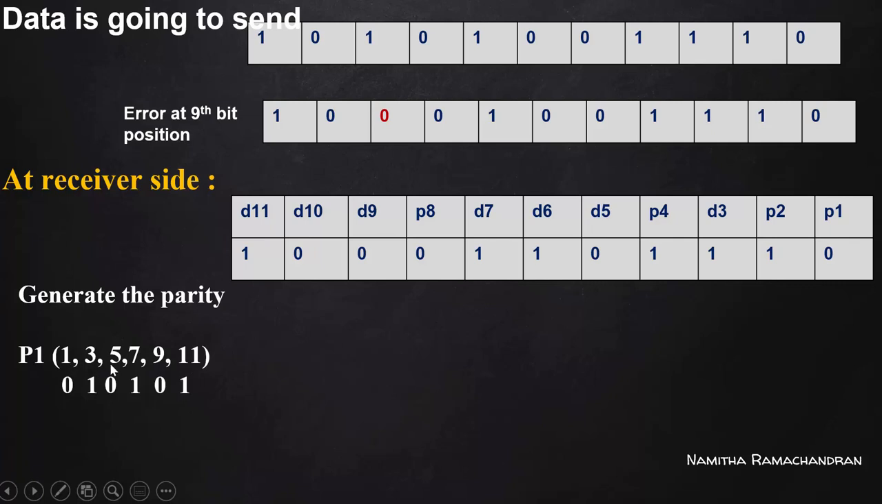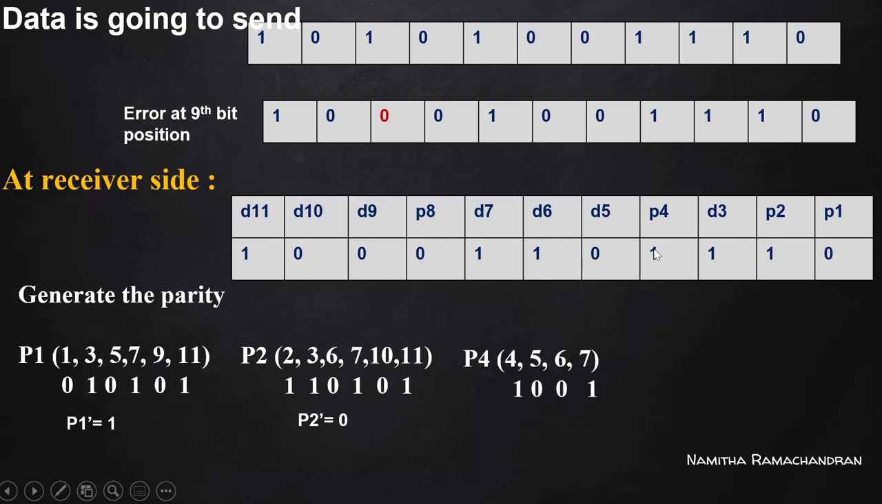Consider the values present at these locations. Here we have values 0, 1, 0, 1, 0, 1. A total of 3 ones. 3 is odd, so P1 dash is set with value 1. And for the next parity bit, we need to consider the values present at these locations. Here there is an even number of ones. So P2 dash is set with value 0. And for the next redundant bit, we need to consider the values present at these locations. Here it is an even number of ones, so we can directly set value 0 here.